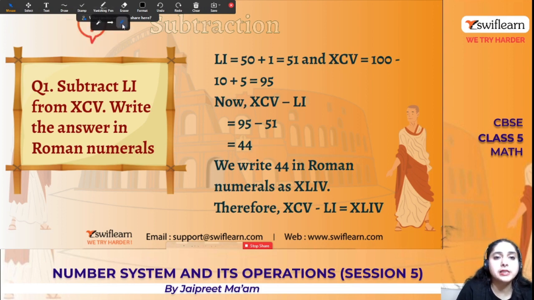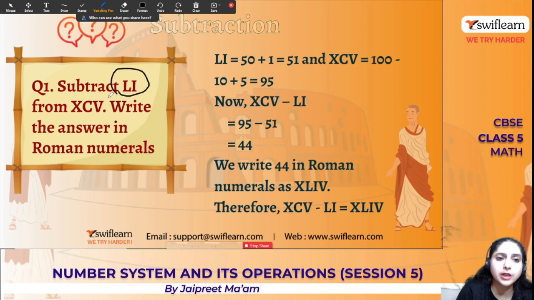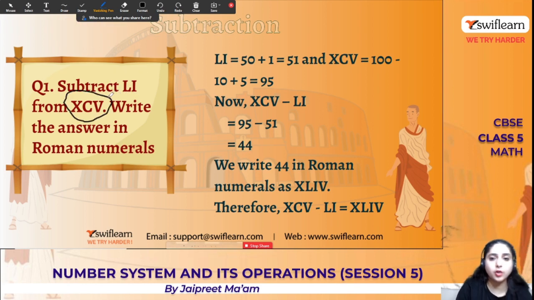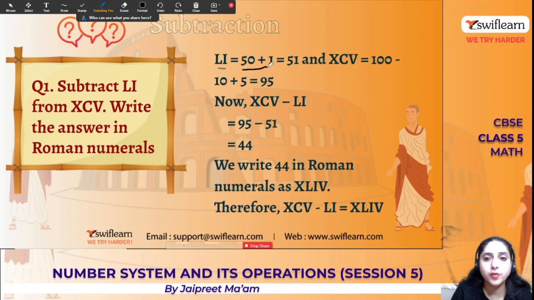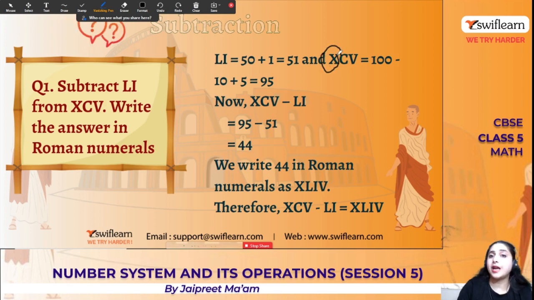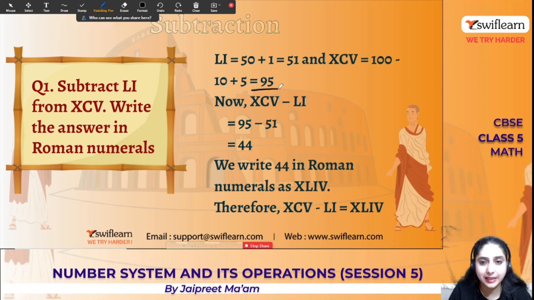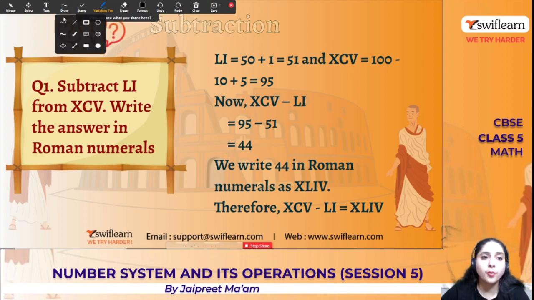Okay, let's move to our second operation, which is subtraction. How to subtract? We will do the same thing. First we will write both the numbers into Hindu-Arabic numerals. Then we will subtract them. Then we will convert back into a Roman number. So what is LI? LI is 51. And we will write like this. Then XCV. Here the smaller number is written in the beginning, so that means we have to subtract 100 minus 10. Then plus 5 is 95. Then 95 minus 51 is 44. Now convert back into the Roman number.